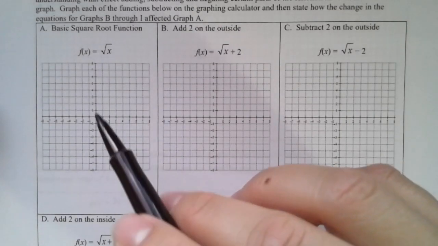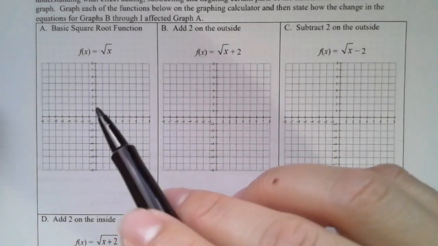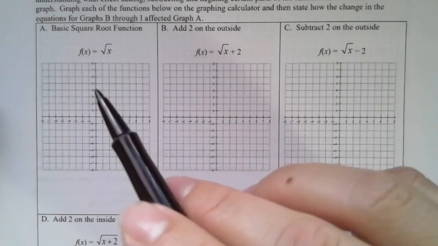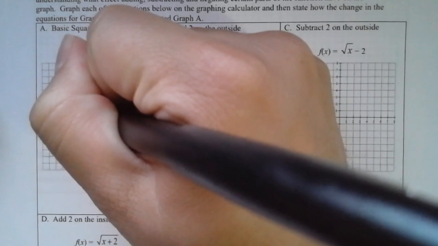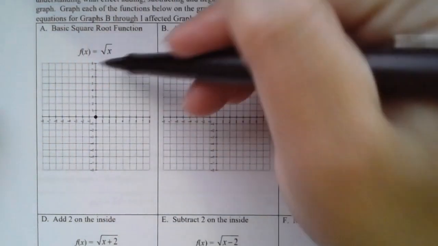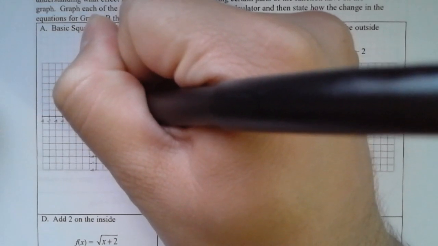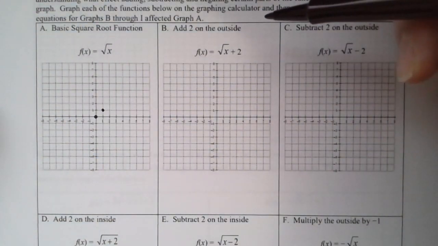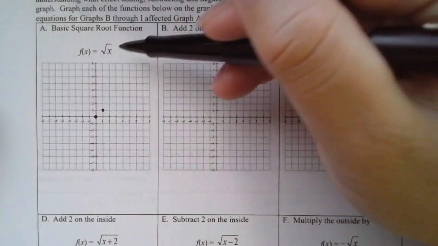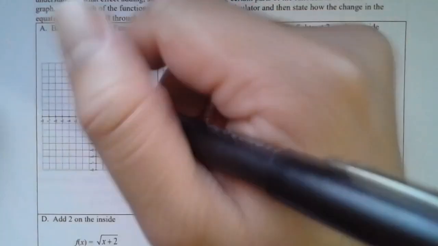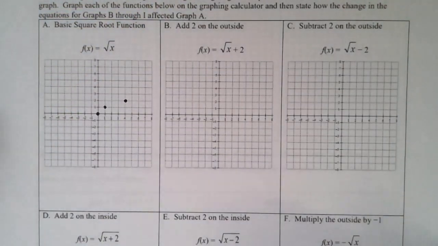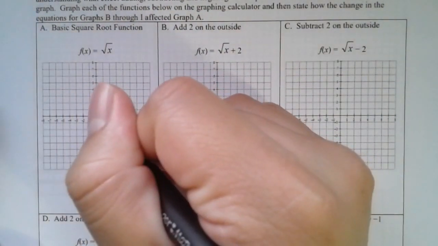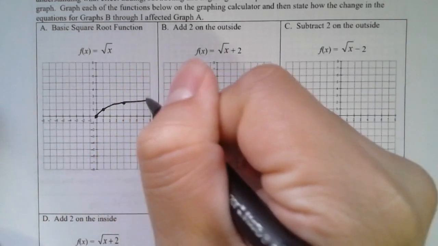Okay, now let's take 0. When I plug in 0, square root of 0 is just 0, so I'm at the origin. When I plug in 1, square root of 1 is just 1. It's a perfect square. Let's take the next perfect square. It would be 4. So when I plug in 4 here, square root of 4 is 2. So I'm right here. Okay, that's enough points. Go ahead and just graph this way.